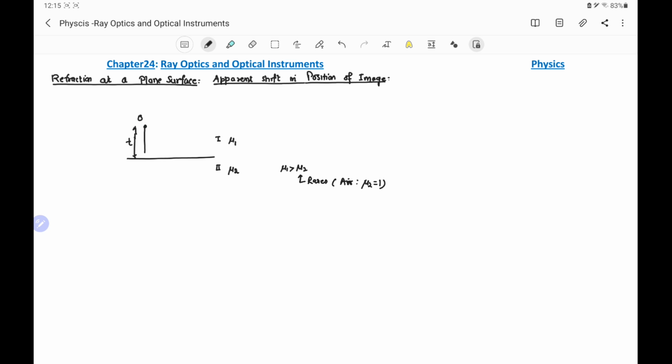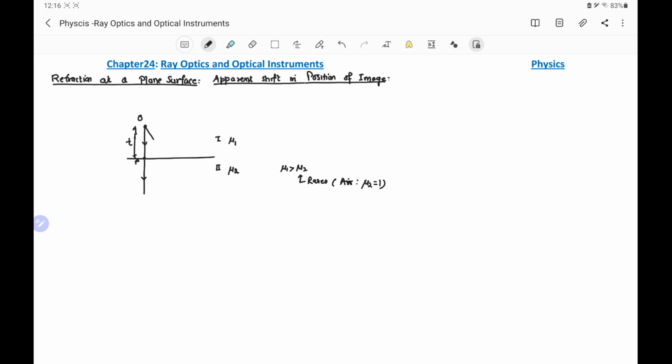One ray is for normal incidence, which meets at the point P, and this ray has the angle of incidence 0, so the angle of refraction will also be 0. It goes into the other medium without any deviation.